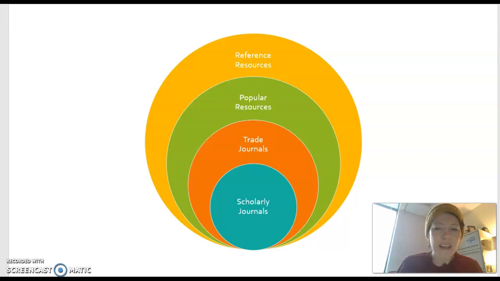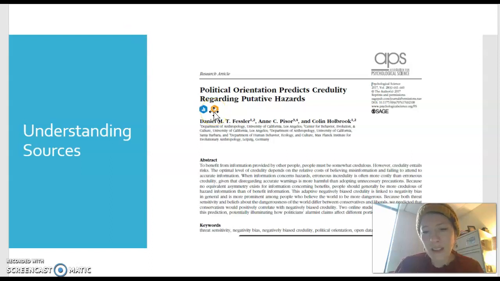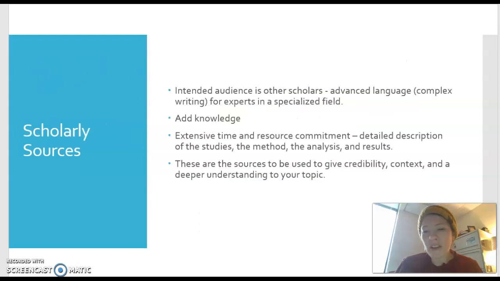So I think every single person accurately identified this source as a scholarly source. And you mentioned a lot of really great things there as how you knew. Obviously, there's specialized language that is more complex in terms of its writing. Extensive time and resource commitment. They not only told you what evidence they used for their claims, but they tell you how they arrived at that evidence. You know, how did they obtain the data that they used?